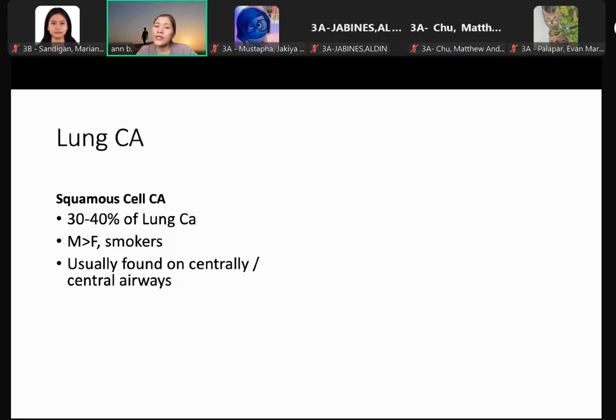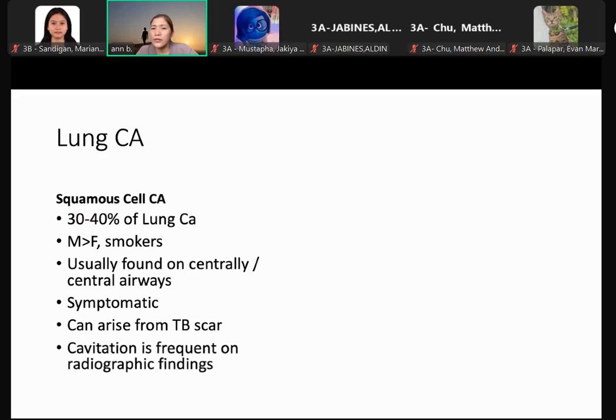When you say adeno, it is peripheral. When you say squamous, it is central. So again, take note of that one. So symptomatic and can arise from TB scar. So the TB scar, we need to treat pulmonary TB properly because it can degenerate into squamous cell carcinoma. Also note that cavitation is frequent on radiographic findings.